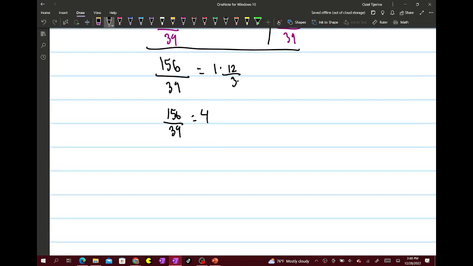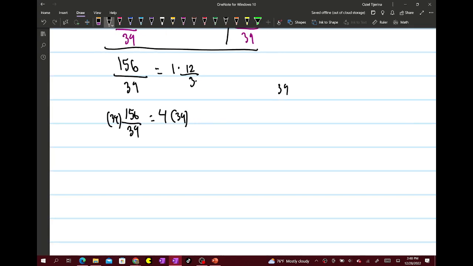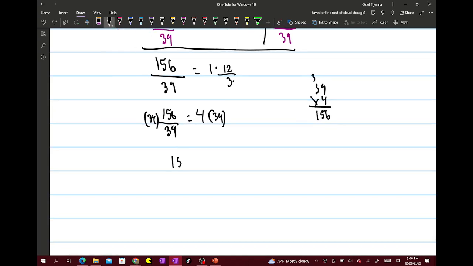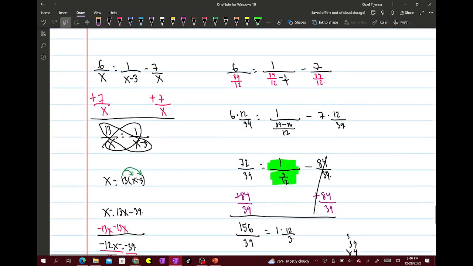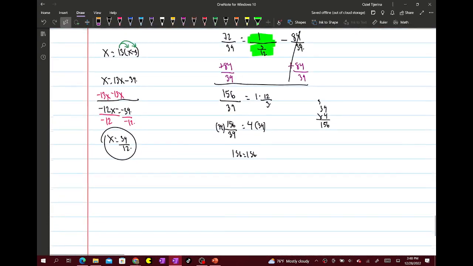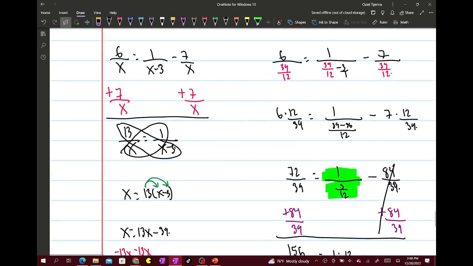You can multiply 39 on both sides and see if 39 times 4 is indeed 156. So if we do that, we get 6 and then 12, 13, 14, 15. So this is true, right? So 156 is equal to 156. So this is definitely a solution, right? And there was only one solution in this one.